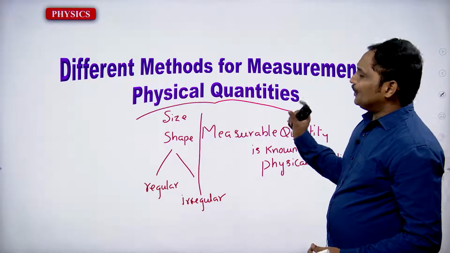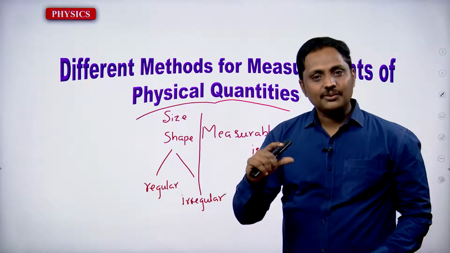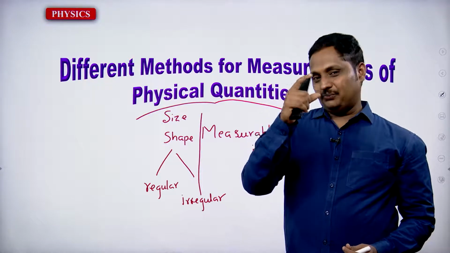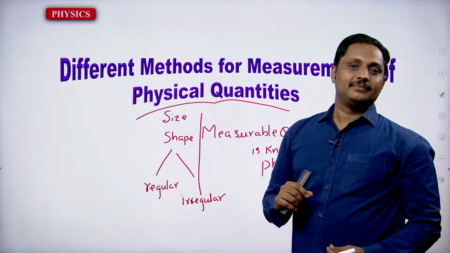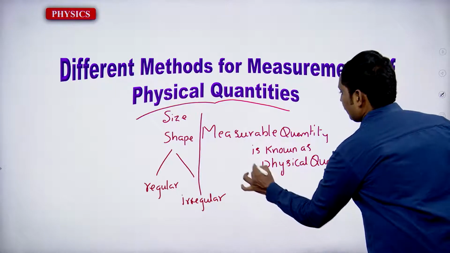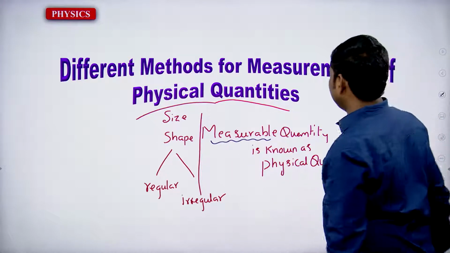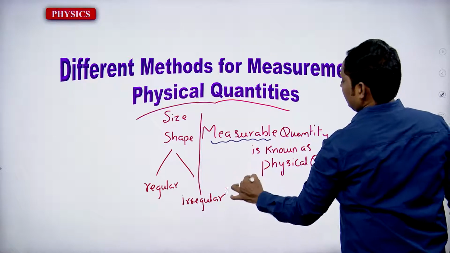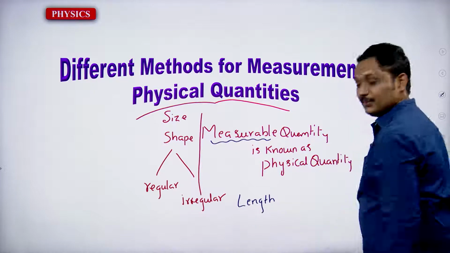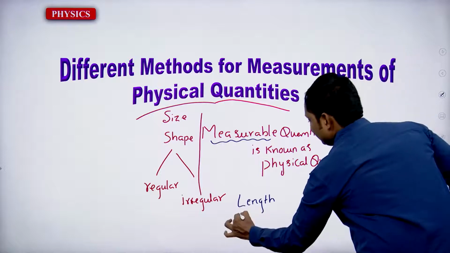Now, different quantities are there. Measurable quantities are known as physical quantities, right. Suppose you take measurable quantities, you can divide them. Length is one fundamental quantity that we can measure.